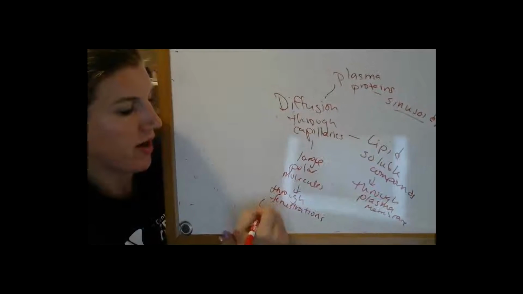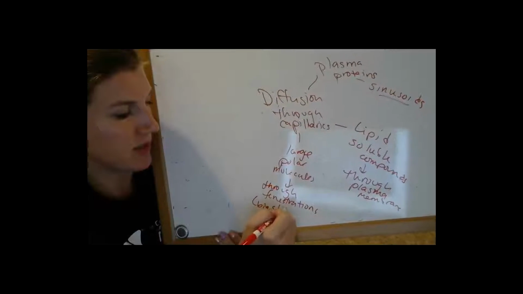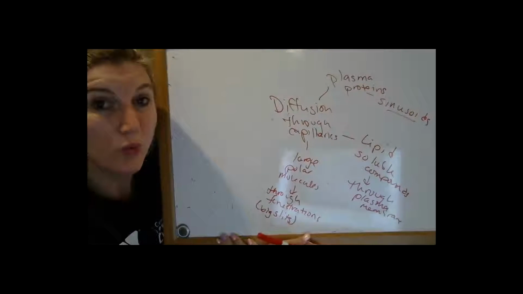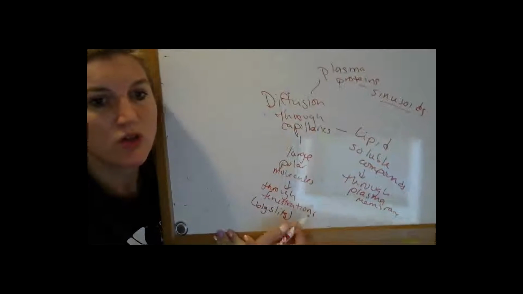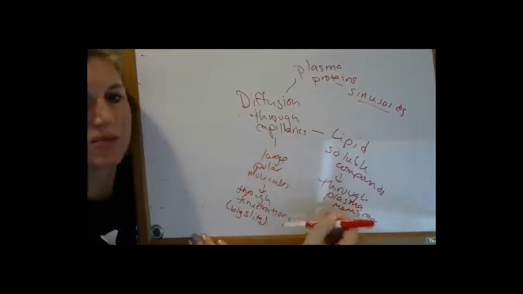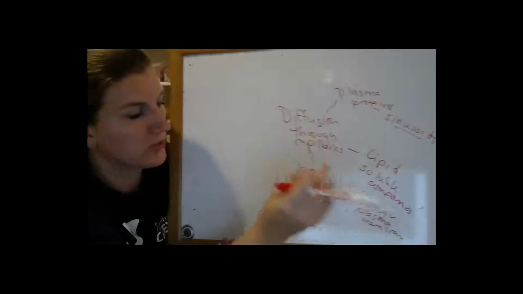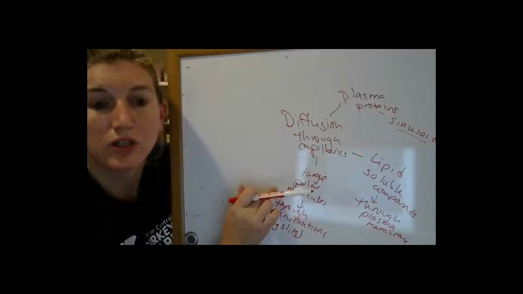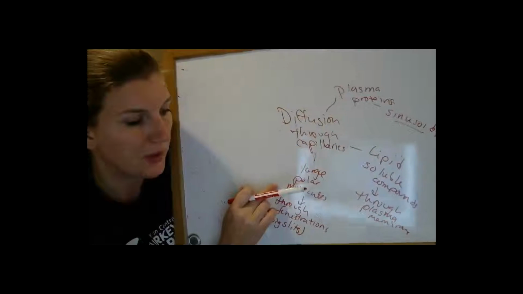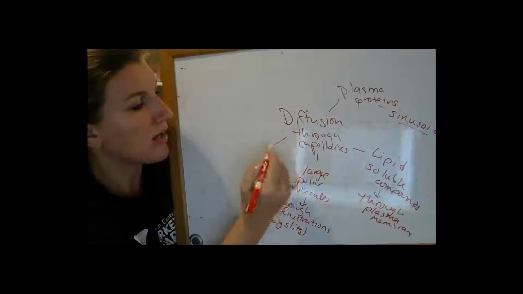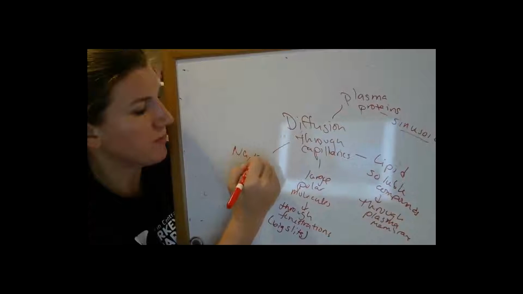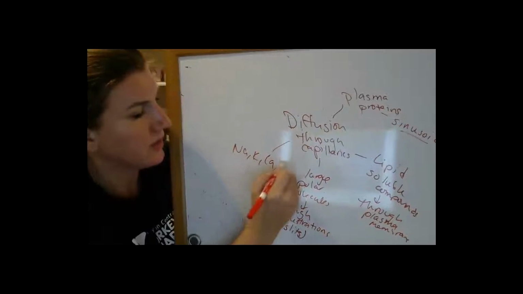Fenestrations are big slits or big holes in the capillary wall. So kind of like a sinusoid, it's a special type of sinusoid called a fenestration. And large polar molecules, like amino acids, can only fit through in those parts. Then we have ions like sodium, potassium, calcium, chlorine, right?